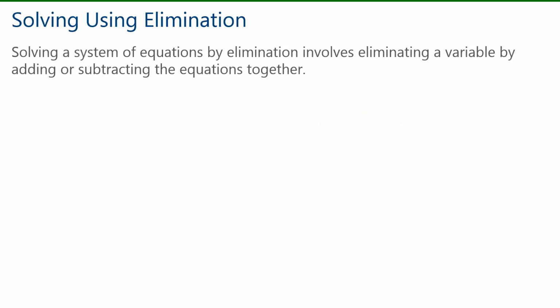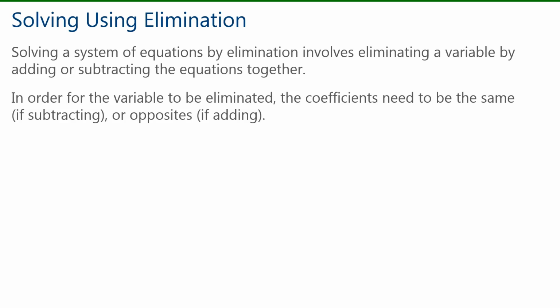Now when you're solving a system of equations using elimination, that involves eliminating a variable by either adding or subtracting the equations together. And in order for the variable to be eliminated, the coefficients need to be the same number, or at least they need to be opposites of each other. If they're the same, you're going to subtract the equations, and if they're opposites, you're going to add.